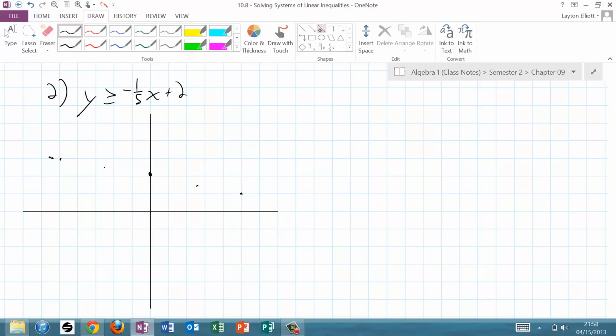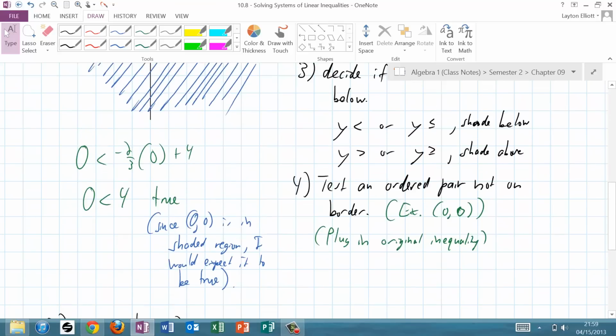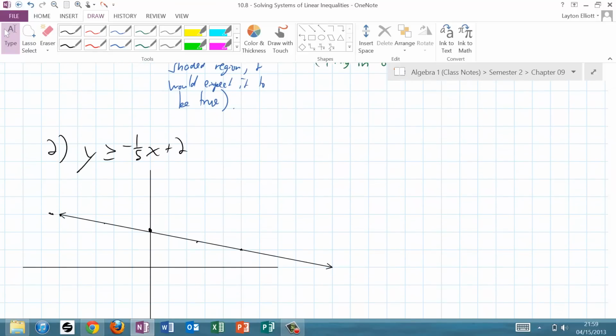So I am going to connect a straight line all the way out here because I have to click in. Then we've got a straight line. I'm going to go, let's see, shade above or below. Well, this is a greater than, so I'm going to shade above. Let's shade above like this.